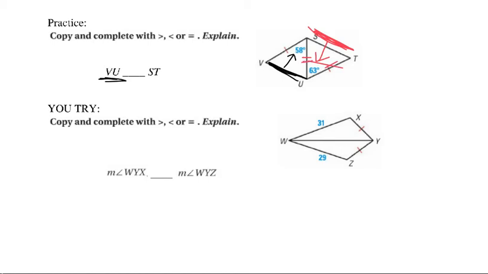So we see that the 58 is smaller than the 63. So when I'm comparing my black against the red, I know that the black angle is going to be smaller than the red angle, so that means that the black side of VU is going to be smaller than ST, my larger side. So now I'd like you to try the same thing. Look at the side this time, and you're going to determine which angle will be larger. When you're ready to check your answer, go ahead and push play.